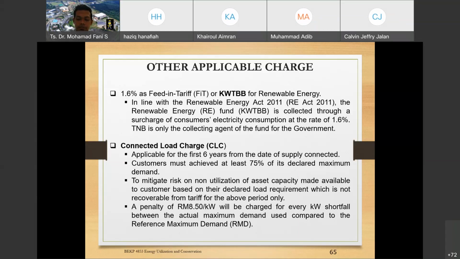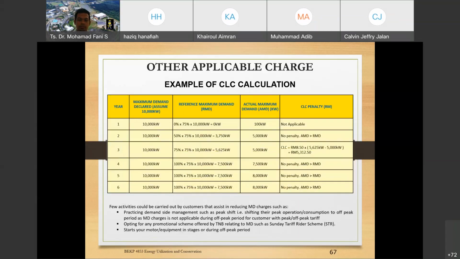So that is the reference maximum demand, RMD. The shortfall is between the actual maximum demand used and the reference maximum demand, RMD. So what is the RMD, and how can we calculate the RMD? Let's proceed to the next slide.